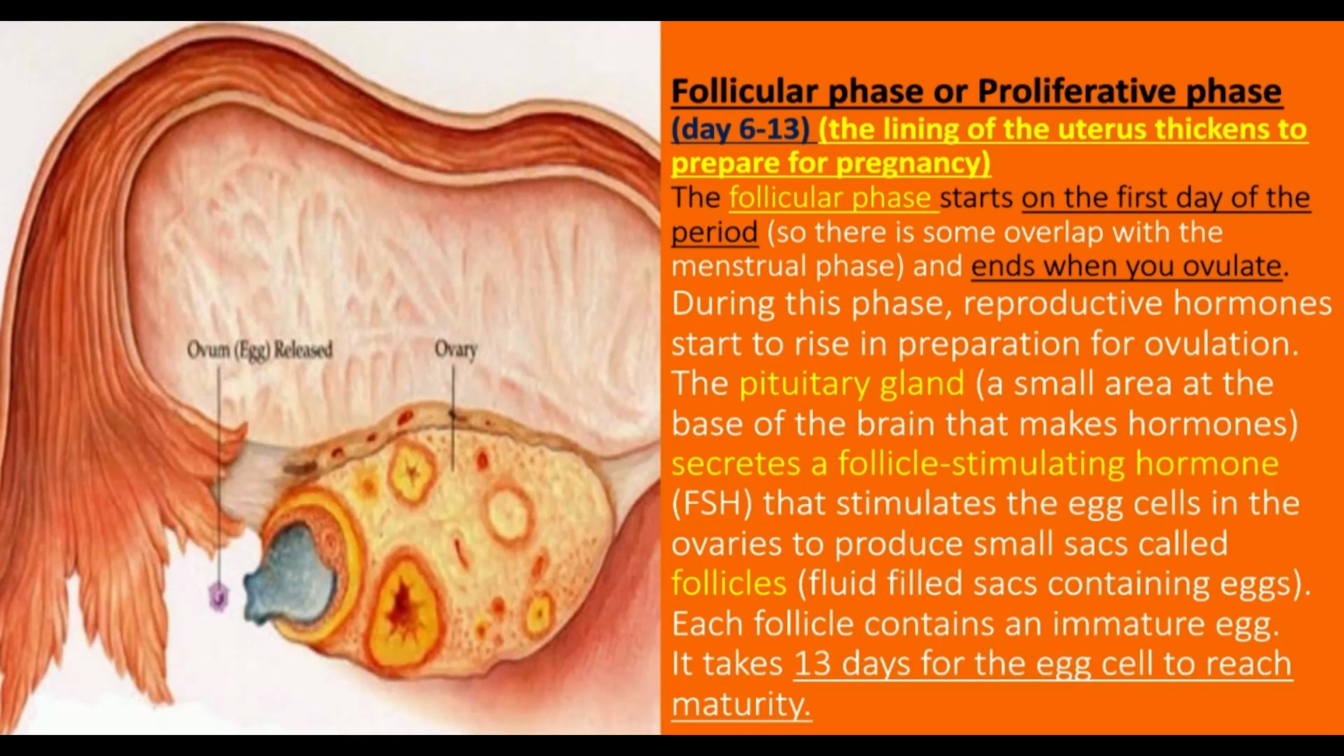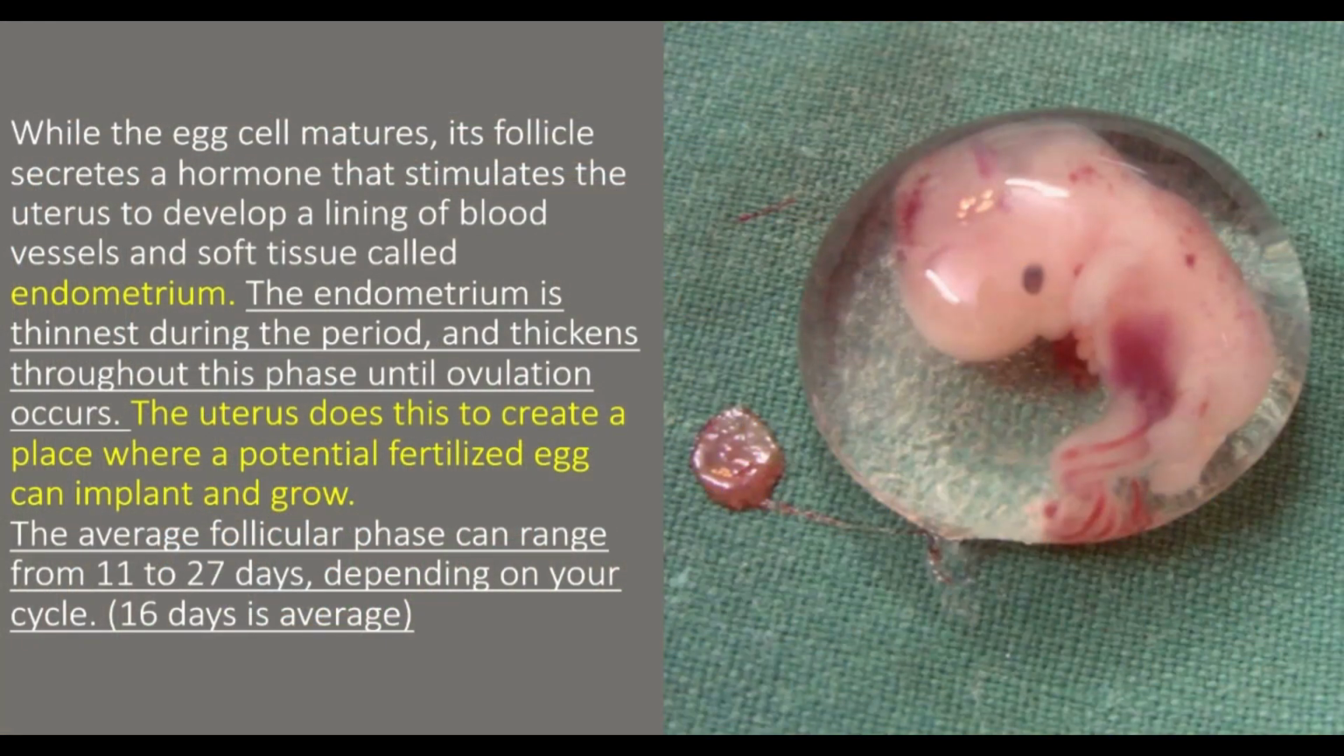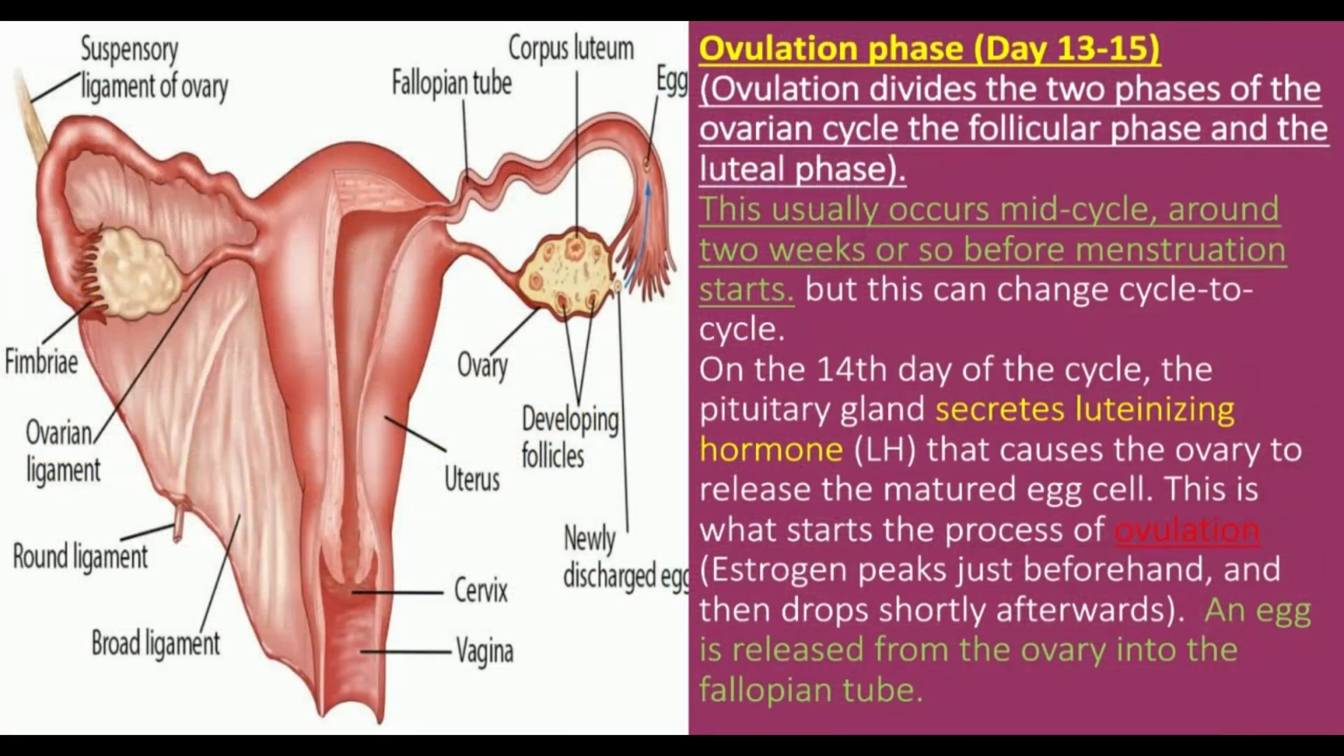While the egg cell matures, its follicle secretes a hormone that stimulates the uterus to develop a lining of blood vessels and soft tissue called endometrium. The endometrium is thinnest during the period and thickens throughout this phase until ovulation occurs. The uterus does this to create a place where a potential fertilized egg can implant and grow. During this phase, you might notice higher energy levels, glowing skin, and your sex drive may start rising.